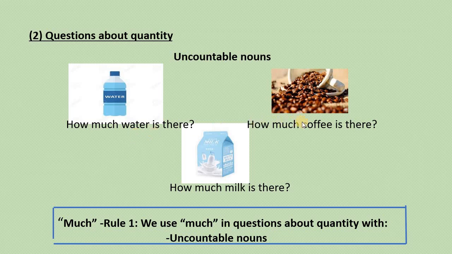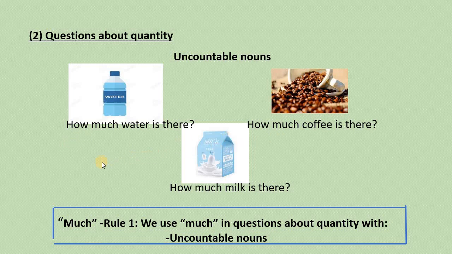Again, water, coffee, milk. And so, when we are using questions about quantity with uncountable nouns, then this time we use the expression how much. Alright? We don't say how many. Okay guys? Example here again. How much water is there? How much coffee is there? How much milk is there? Again, we use the expression how much. We don't say how many, but how much.